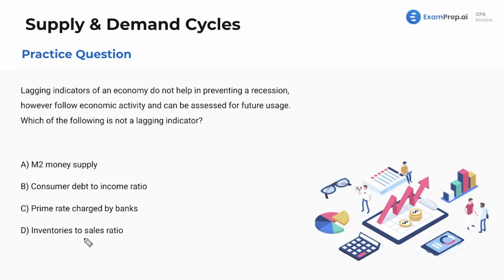You want low inventories to high sales because that's positive turnover. So this is going to actually be a lagging indicator. You can look at this after the fact. Once the damage has been done and the economy is not doing as well, you're going to have high inventory and low sales.